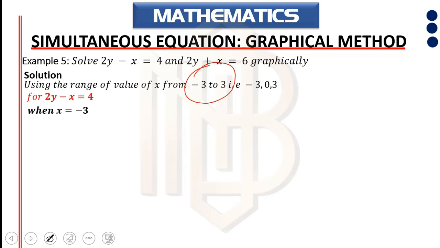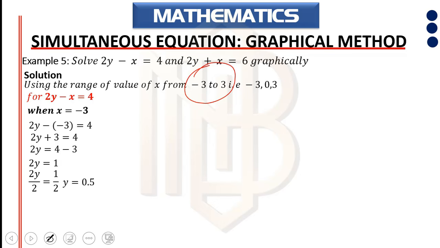So when x is equal to -3, of course, you put -3 in the equation, and then you have the respective value of y, which is going to give us y equals 0.5. So we have a point. That's when x is equal to -3, our y is 0.5.